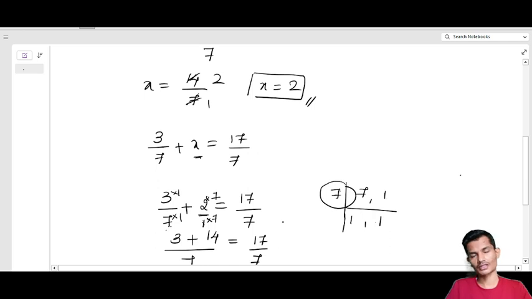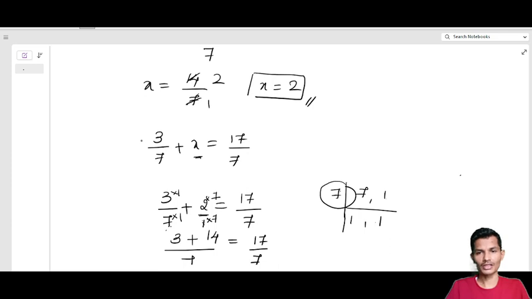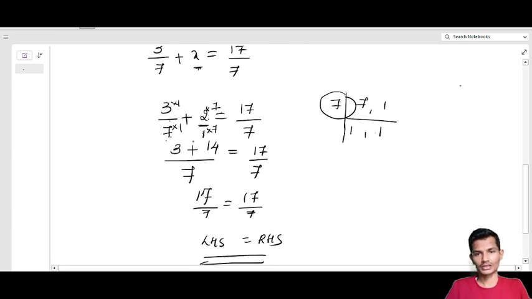Next, we need to check whether this equation is correct or not. So I am writing again the same equation that they provided in the example, that is 3 by 7 plus x equals 17 by 7. So 3 by 7 plus x, what we have found, 2, right? The x value is 2. That is why I wrote here equals 17 by 7. See, we need to find the LCM of 7, and if a number doesn't have anything below it, always remember, you can write it as divided by 1. That is what I have written here.